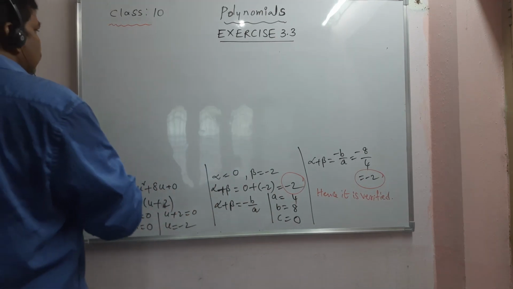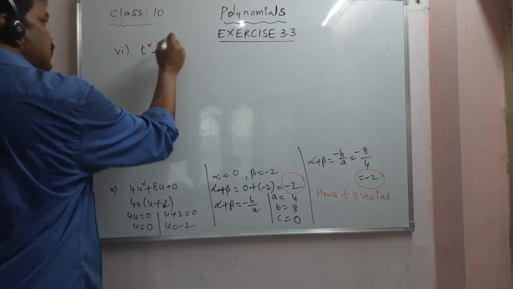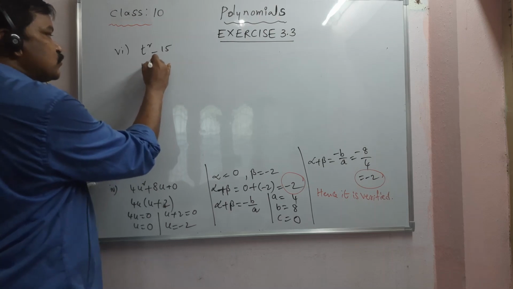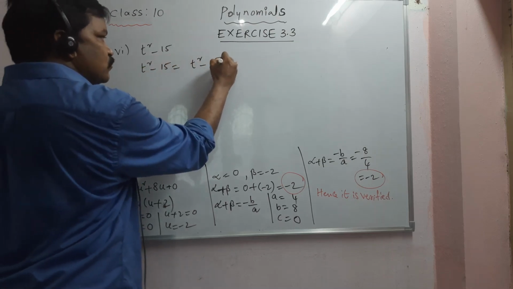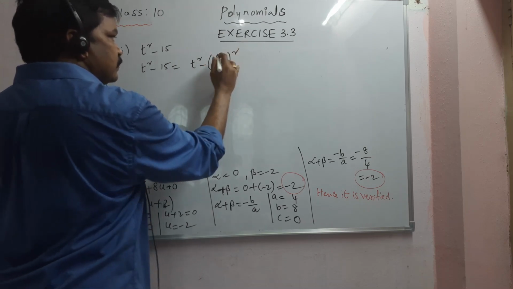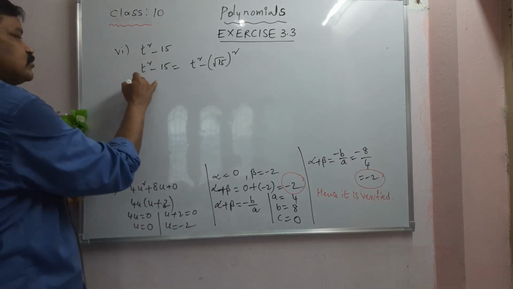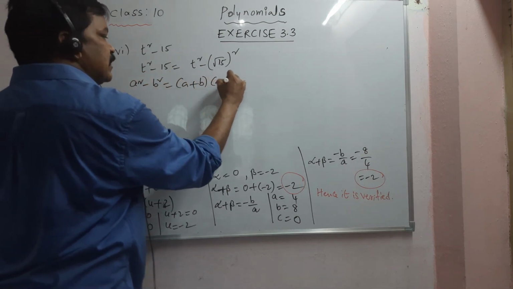Next question: t square minus 15. Here t square minus 15 can be written as t square minus root 15 whole square. So what is a square minus b square, children? a plus b times a minus b.